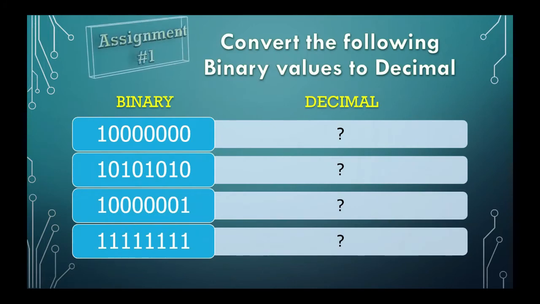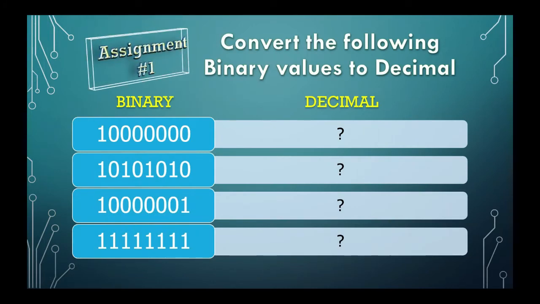Our first homework assignment will be converting some binary byte values into their equivalent decimal values. And remember, when we learned how to do this earlier on in the video, all we need to do in order to accomplish this is to convert each individual binary digit within the byte to its equivalent decimal values, and then we simply add up the decimal values of each individual bit within the byte. And that will give us the total decimal value of the entire byte.